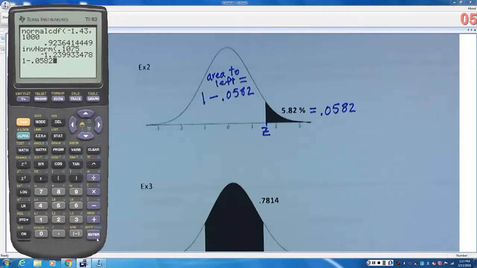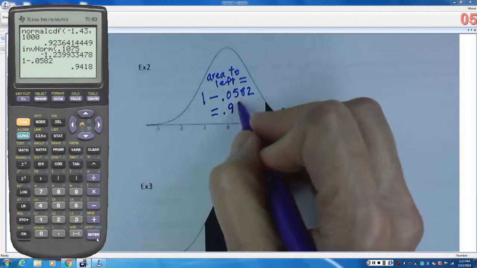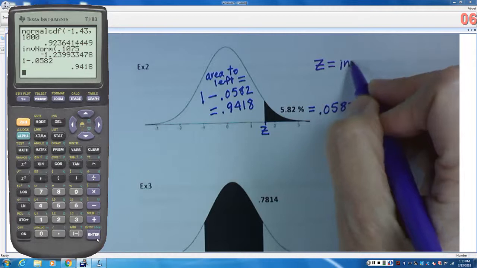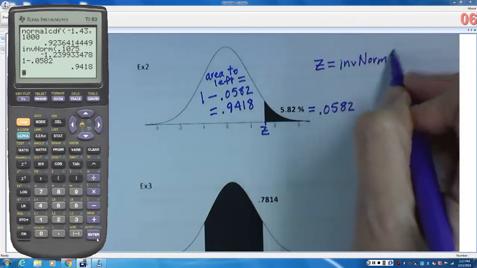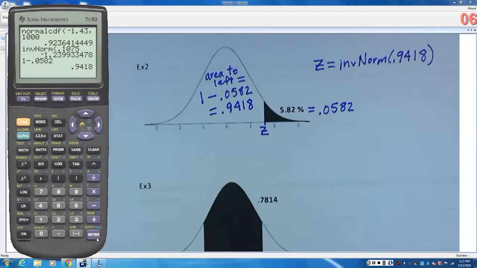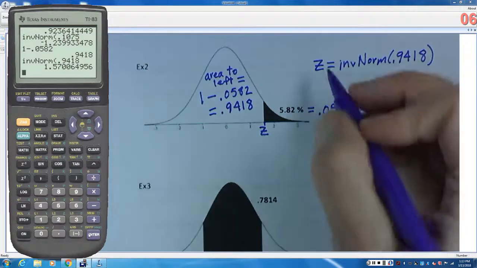So 1 minus 0.0582 is 0.9418. So now this z is inverse norm of 0.9418. You put that in the calculator. Remember, we keep 4 places for area. Second distribution, inverse norm, 0.9418. And we get 1.57.